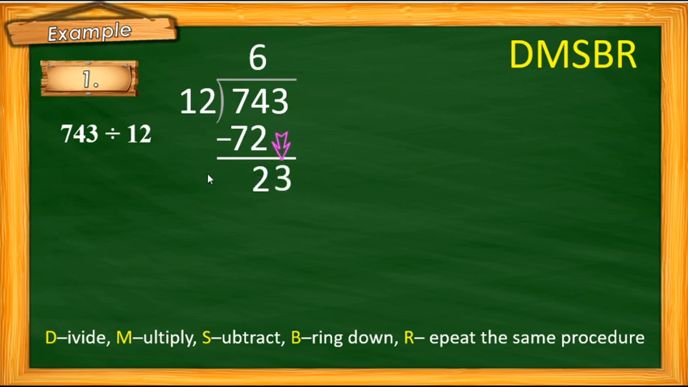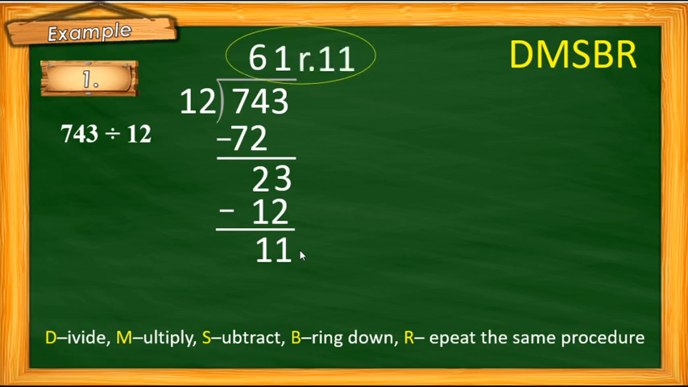Then 23 divided by 12. How many 12 in 23? We have 1, and then 1 times 12 is 12, and then 23 minus 12 is 11. Then our final answer now is 61, remainder 11. Why is it that we no longer need to divide 11? Because 11 cannot be divided by 12, so if the number cannot be divided by our divisor, it would be our remainder.